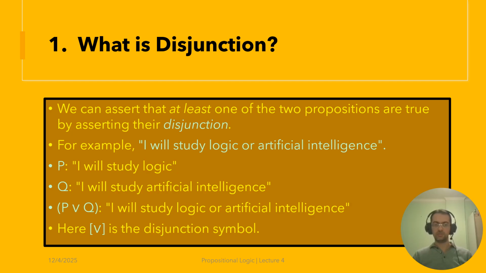Simple proposition 1, our P proposition, I will study logic, and simple proposition 2, Q proposition, I will study artificial intelligence. And in this example, I've used "or" as a logical operator in order to combine these two simple propositions. It means that I used disjunction as the compound proposition. That is, I will study logic or artificial intelligence. And you can see the symbol of disjunction between P and Q in the presentation.